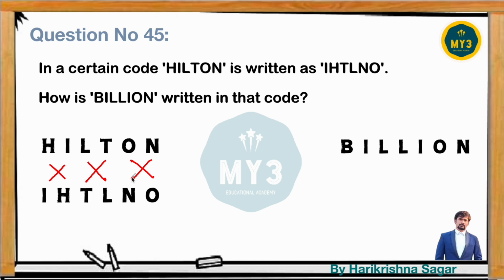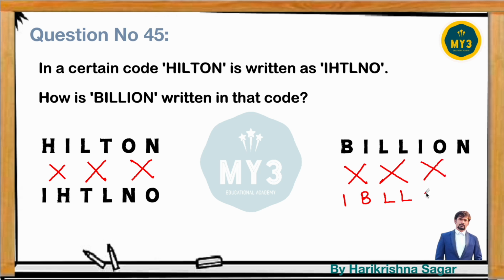They just took the first letter second and the second letter first. So you can use the same logic to find the code for billion. BI should be coded as IB. LL should be coded as LL only.